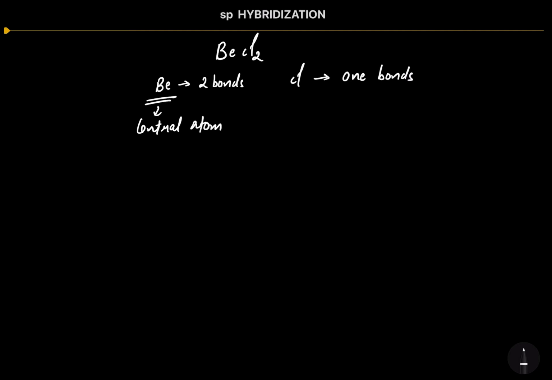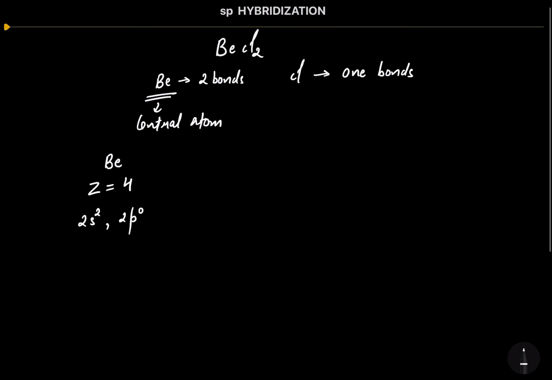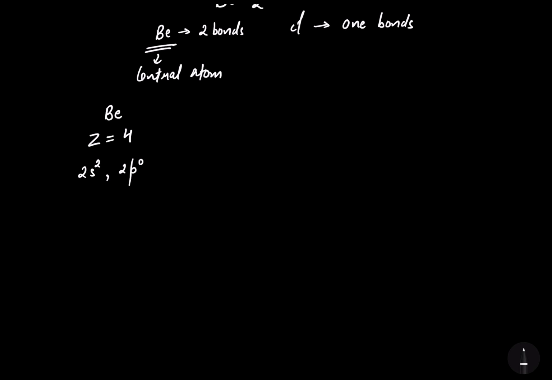Now, I have taken beryllium over here. What's the atomic number of beryllium? It's 4. Then what will be the valence shell electron configuration of beryllium? That will be 2s2 2p0. So now let's make the orbital diagram in the form of boxes.